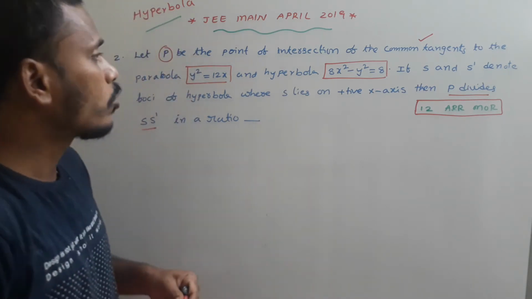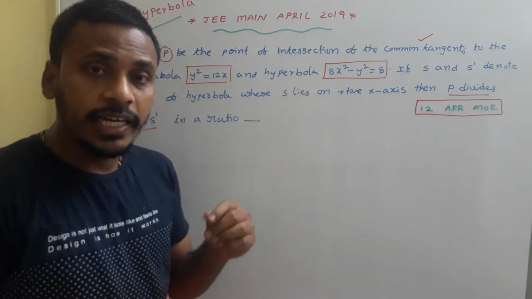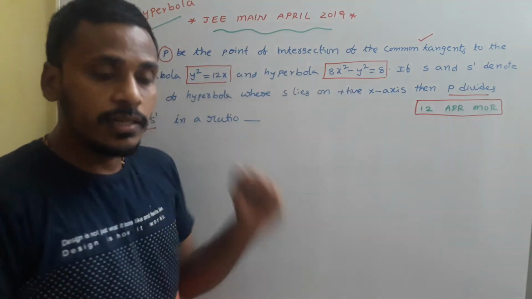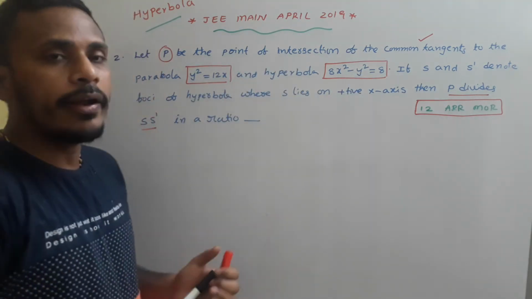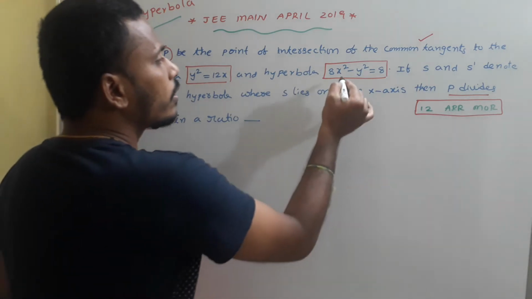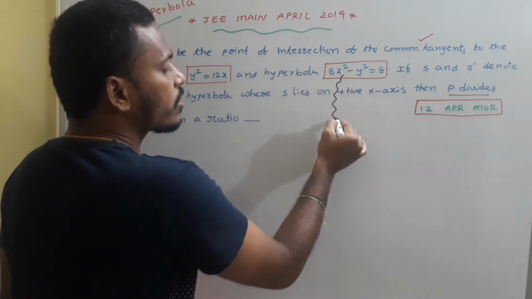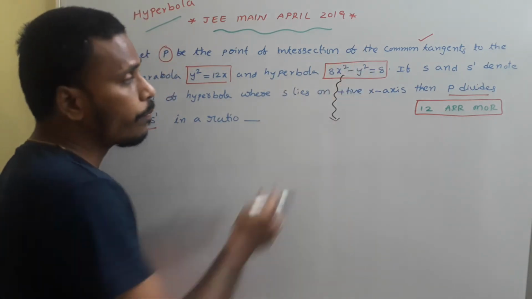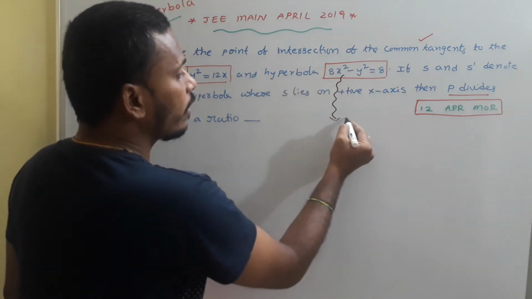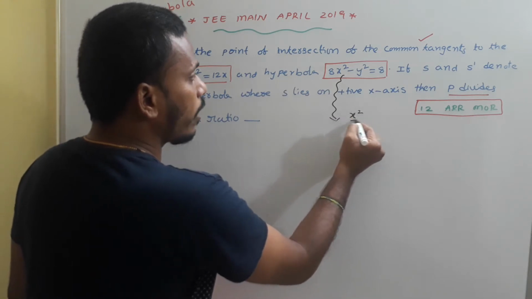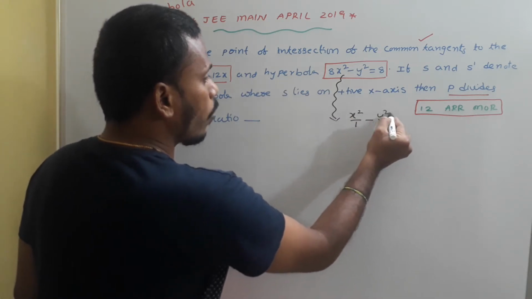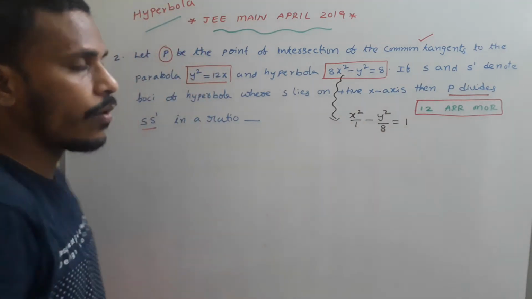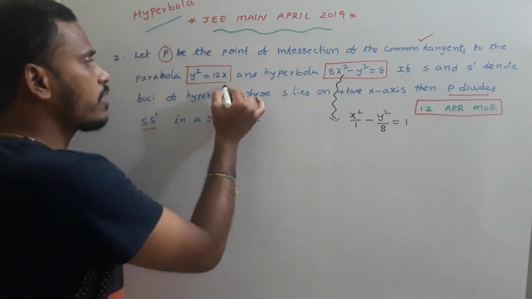Okay. So our target is as usual identifying the common tangents for this parabola as well as the hyperbola. Before going to identify, we usually need everything in standard form. So first express this hyperbola in standard form just by dividing with 8. Then it is x square by 1 minus y square by 8 is equals to 1. This is our hyperbola, and this is the parabola.